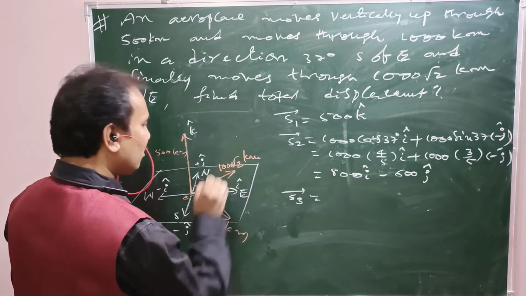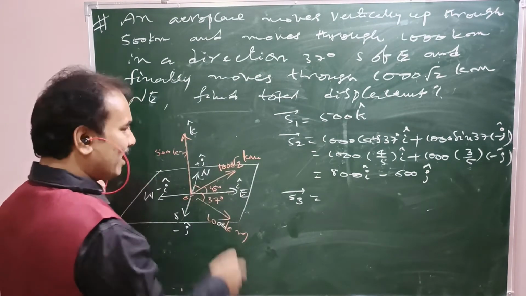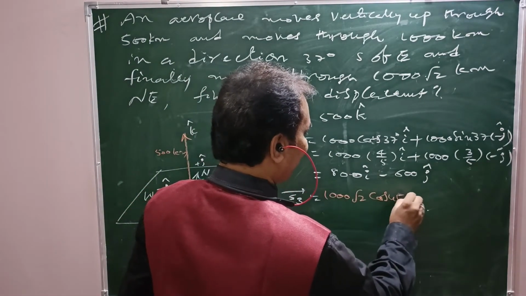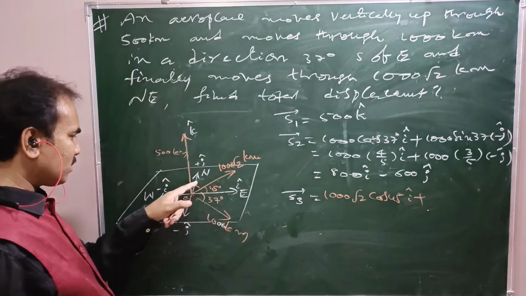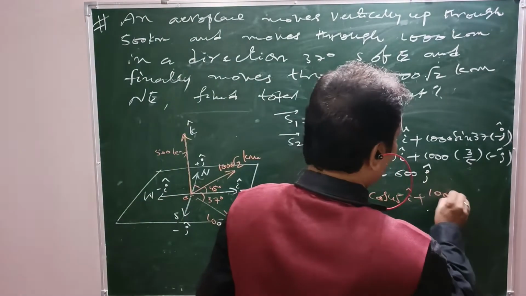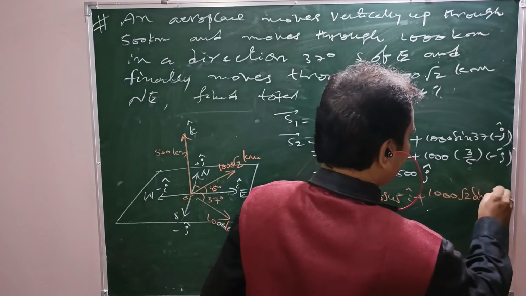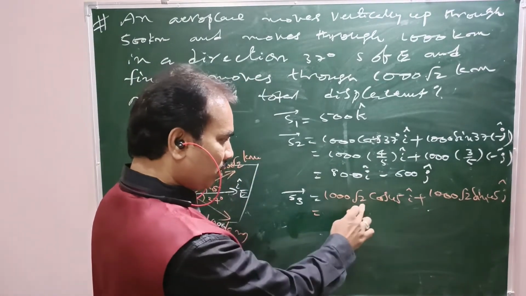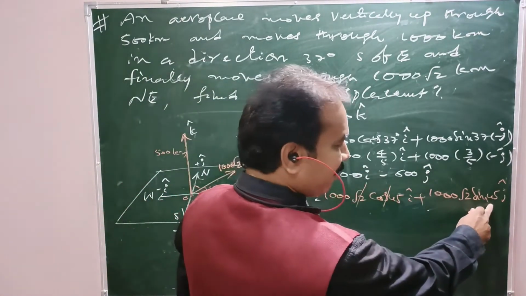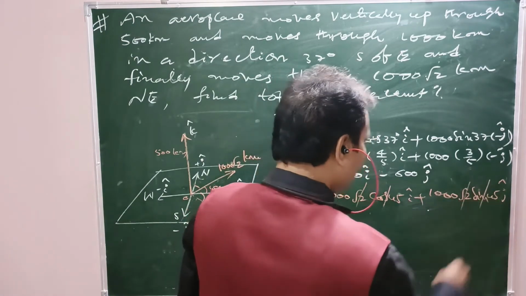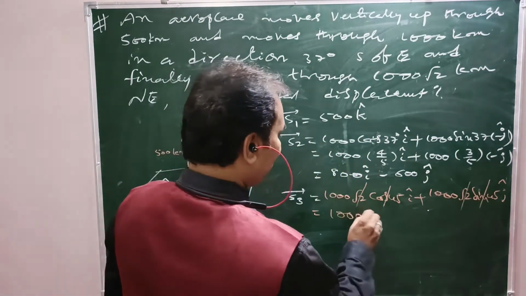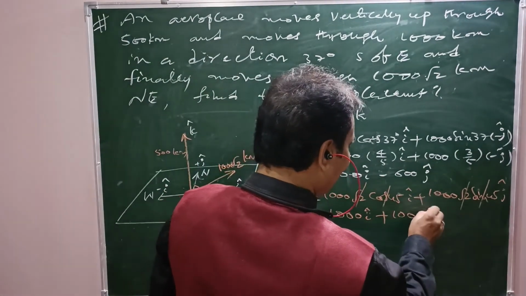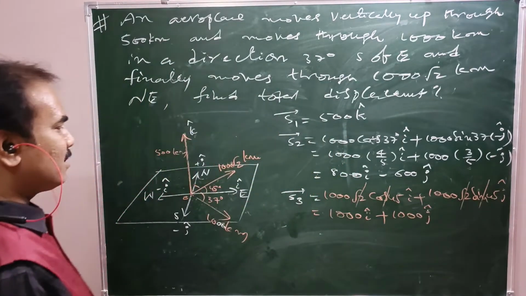1000 root 2 cos 45 into i cap plus 1000 root 2 sin 45 into j cap. Cos 45 is 1 by root 2, and sin 45 is 1 by root 2, so the root 2 cancels. We are left with 1000 i cap plus 1000 j cap. Am I right? 1000 i cap plus 1000 j cap.